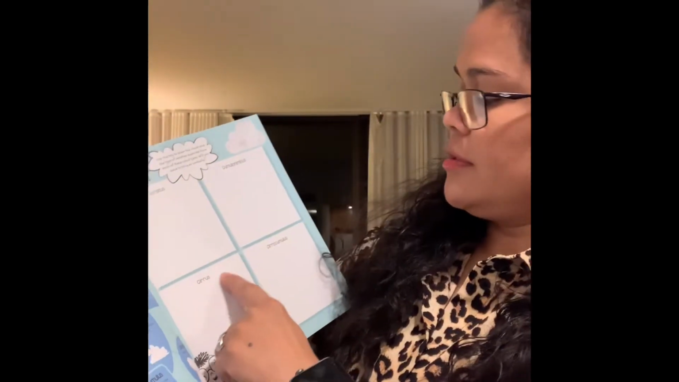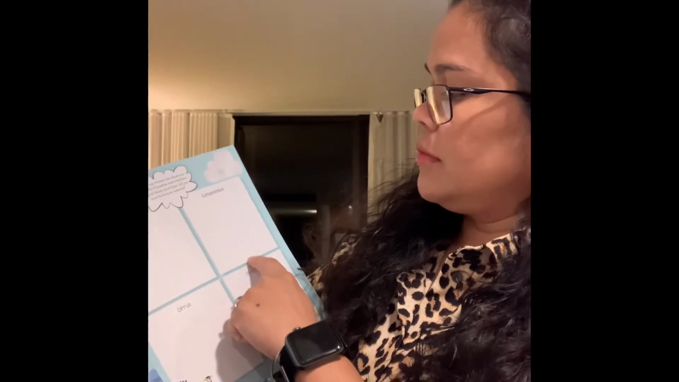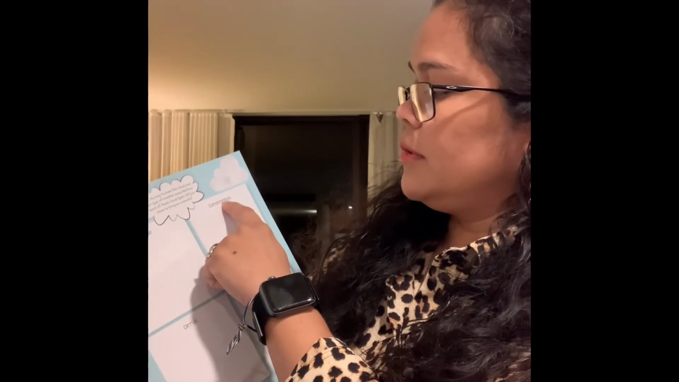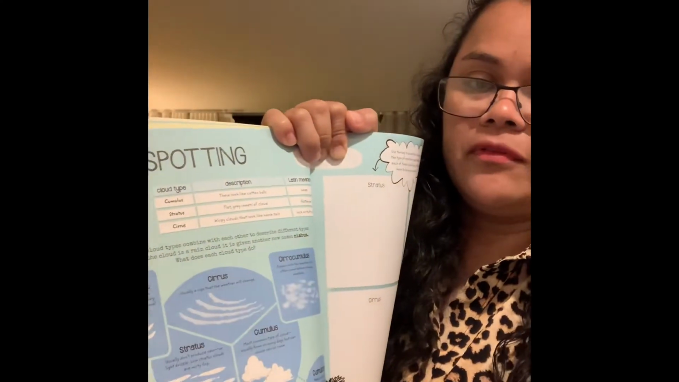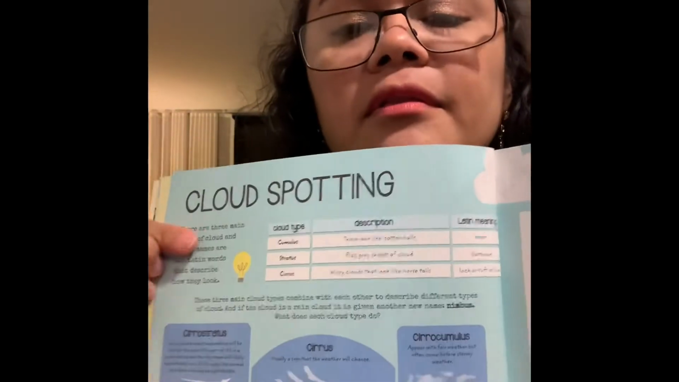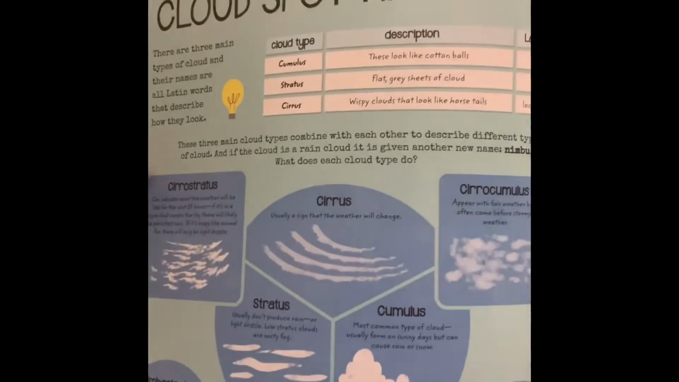For cloud spotting, we have an activity here in the book, and it goes cirrus, cirrocumulus, cumulonimbus, and stratus. And then it tells you the different types of clouds here and where we can classify them. There are three main types of cloud, and their names are all Latin words that describe how they look: cumulus, stratus, cirrus. This is how the different types of clouds look.